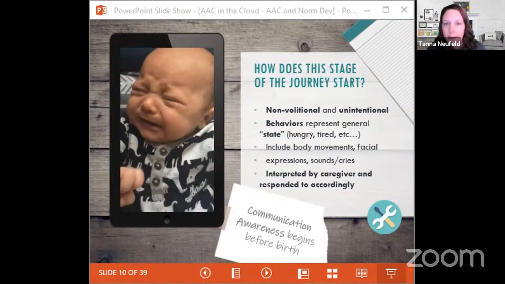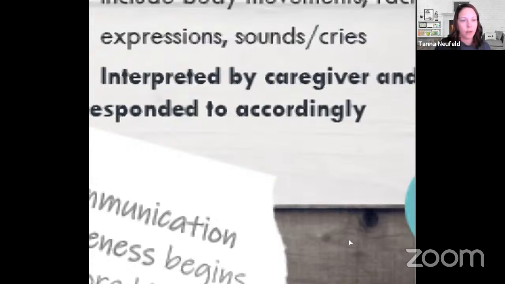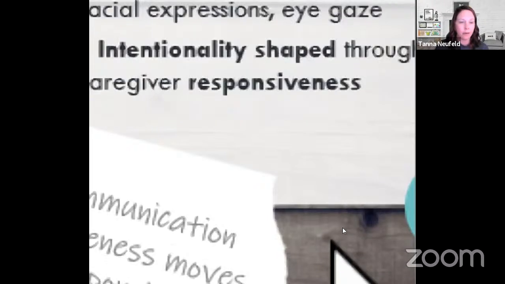All right, let me go back and do my share without this on. Okay. Again, remember, you've got these circles throughout. This particular one's going to send you to some YouTube playlists where you can watch additional videos of these types of signals, and also tons of other video playlists for AAC related and communication development related resources.